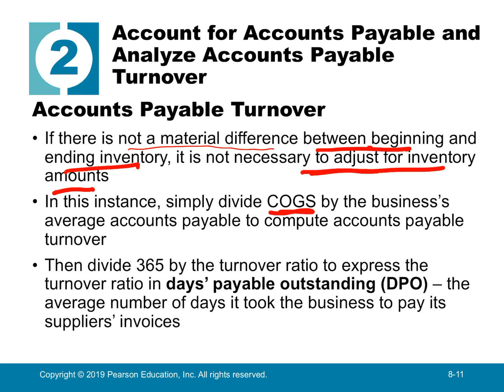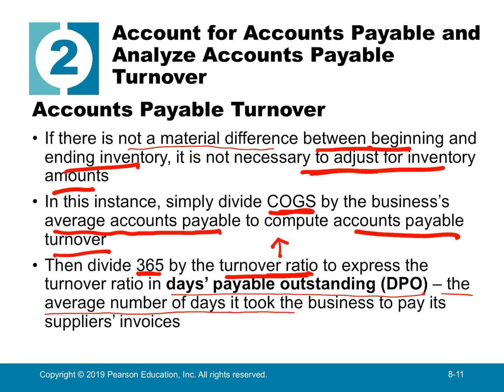So we would just divide cost of goods sold by average accounts payable to get accounts payable turnover. Then we would take 365, divide it by the ratio we just computed up here, and that would give us days payables outstanding. The average number of days it took the business to pay its suppliers' invoices. So you as a business, if you have an account payable, how long before you paid the money you owed to one of your suppliers?